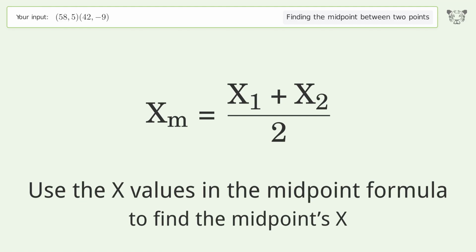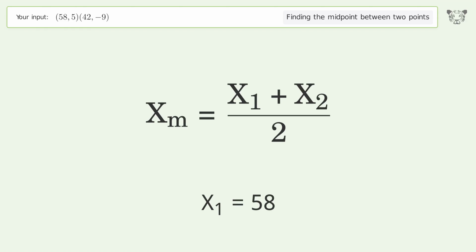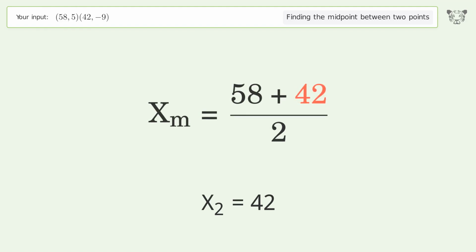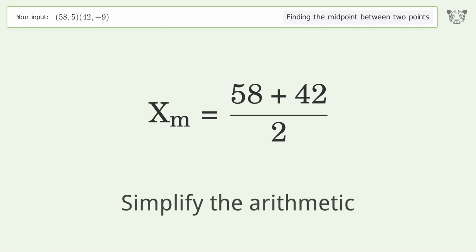Use the x values in the midpoint formula to find the midpoint's x. x1 equals 58. x2 equals 42. Simplify the arithmetic.